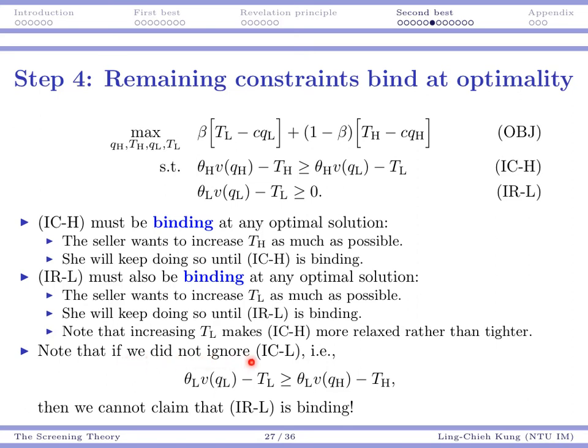And you probably want to verify this. If we did not ignore ICL, the constraint that we ignored in the previous slides, then we cannot claim that IRL will be binding because TL will also appear here. Then we can only say either this one or that one will be binding. Then things will become more complicated. But with the previous observation, now things go smoothly.